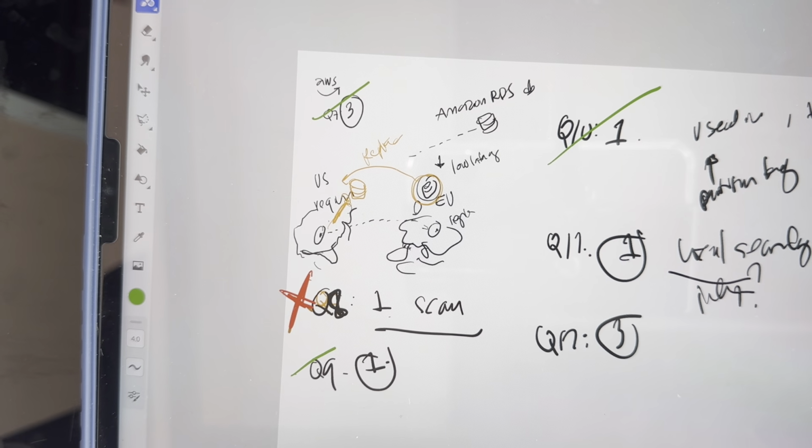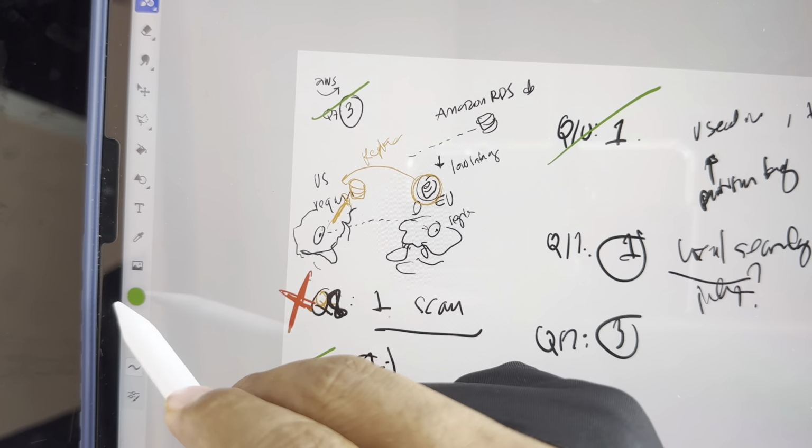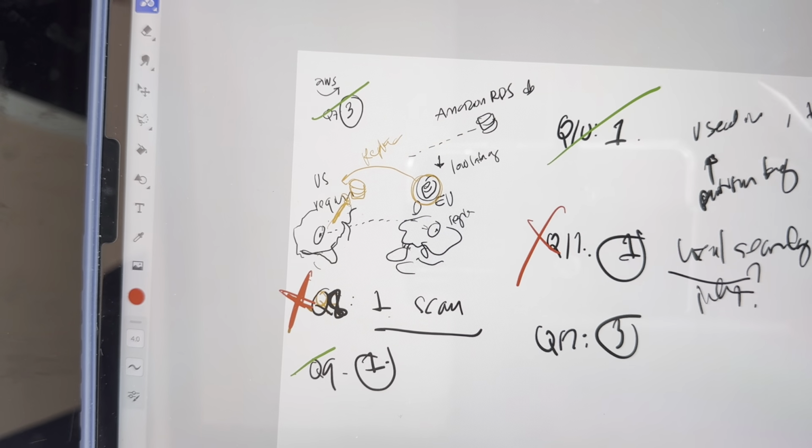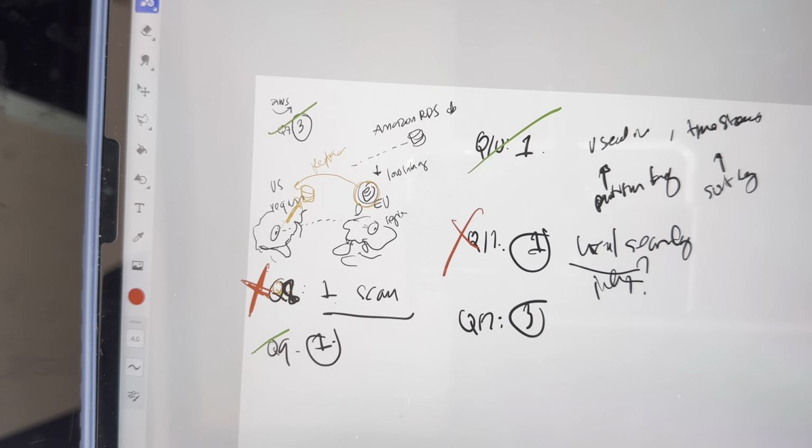So question number 11. A developer needs to perform queries on an Amazon DynamoDB using non-key attributes. How can this be achieved? Answer is 2. Okay, my answer is wrong. So yeah, a local secondary index and global secondary index.